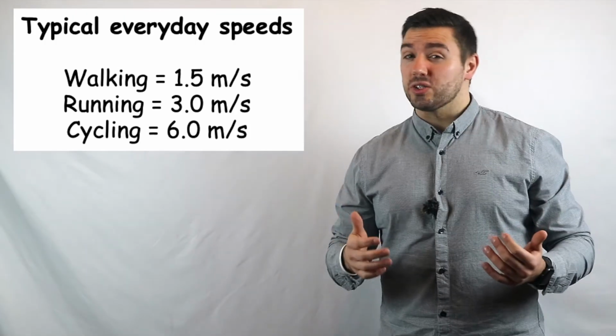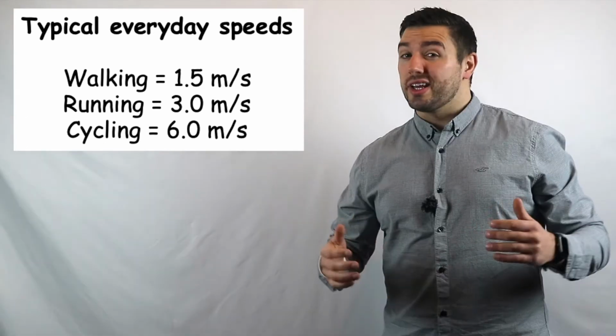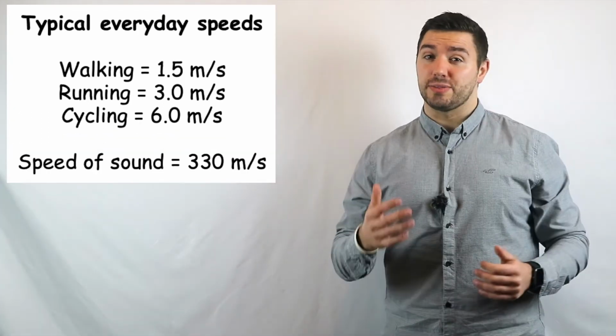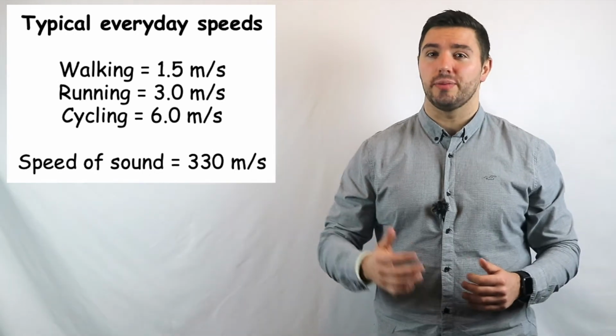Right, if you've managed to make it to this point of the video, you deserve to have those bonus tips for your exams. So here they are. In the exam, they might expect you to know some typical values for everyday speeds. Walking is 1.5 meters per second, running is 3 meters per second, and cycling is 6 meters per second. They also have the speed of sound, which is 330 meters per second. I'm gonna get ruined for saying it like that.